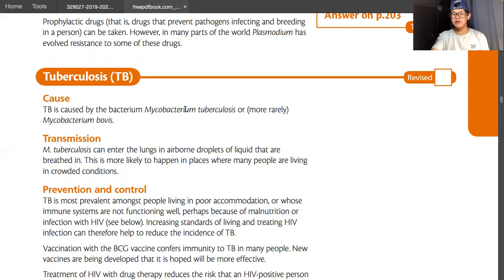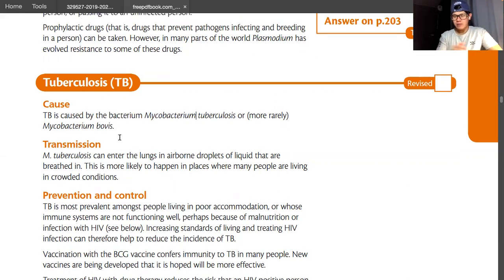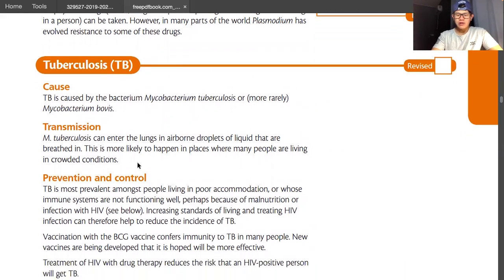Okay, so TB, tuberculosis. This is the species Mycobacterium tuberculosis, but it is in a group of bacteria that we call Mycobacterium. Now, how do they get transmitted? How does the Mycobacterium get transmitted? So what happens is the tuberculosis can enter the lungs in airborne droplets of liquid that are breathed in.